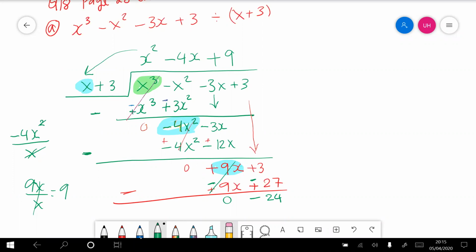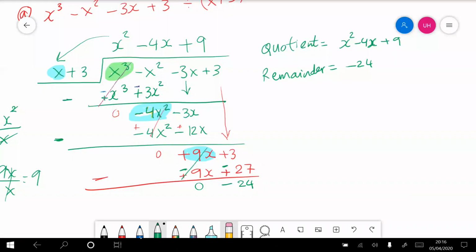Okay, so we can say here, they just ask us to write the quotient and the remainder. So we can write the quotient. The quotient equals x squared minus 4x and plus 9. And the remainder equals minus 24.